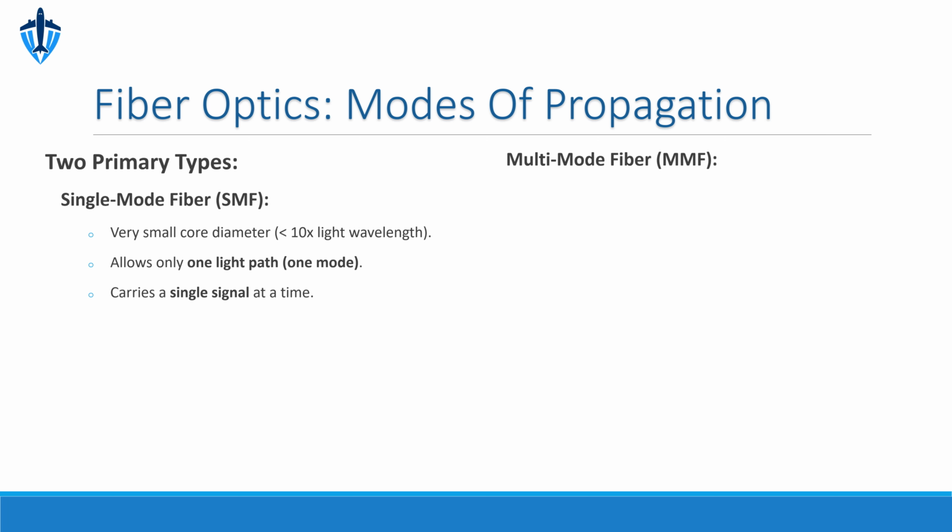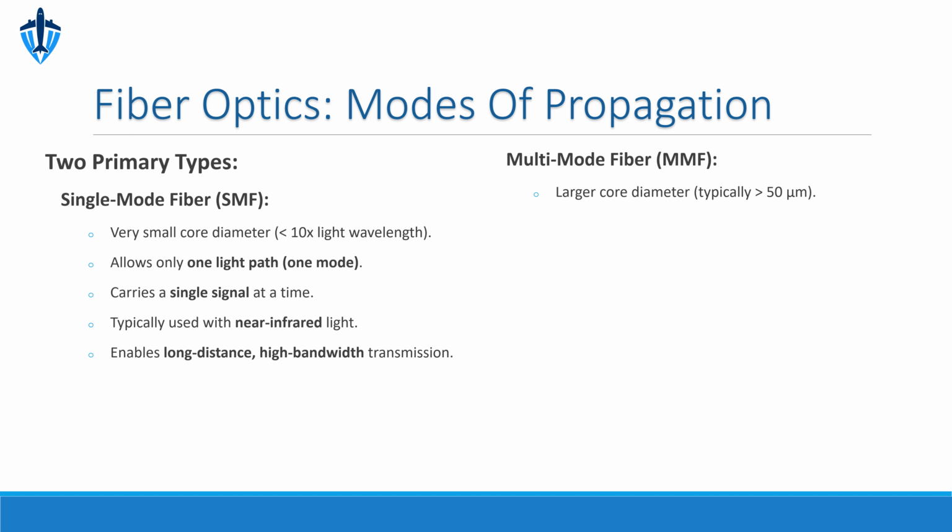It carries one signal at a time and is optimized for light in the near-infrared spectrum. This design is key for very long-distance, high-capacity data links, like those between continents. In contrast, multi-mode fiber has a much larger core. This allows multiple rays of light to travel simultaneously, each at a slightly different angle, like a multi-lane highway. Each light pulse can carry its own piece of data.